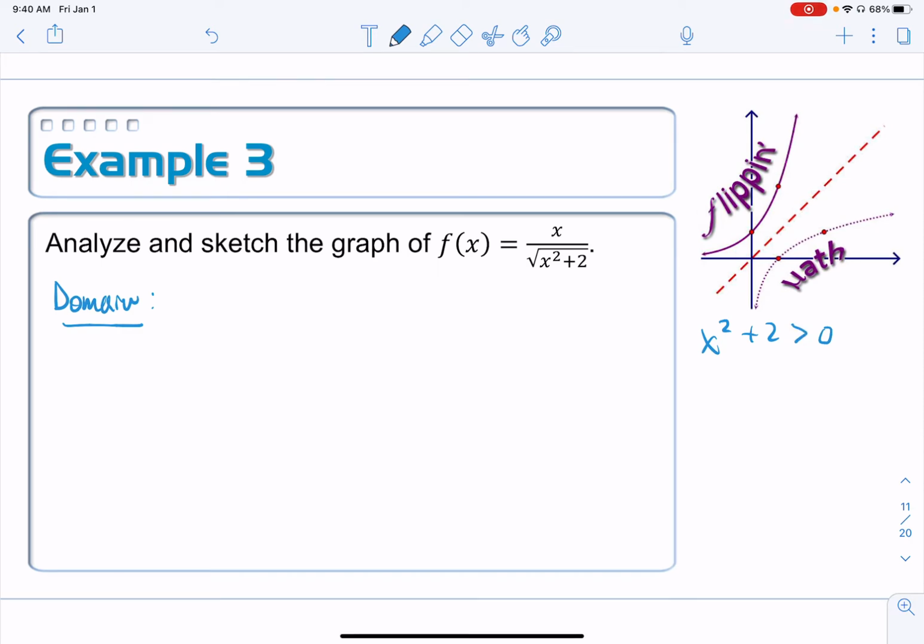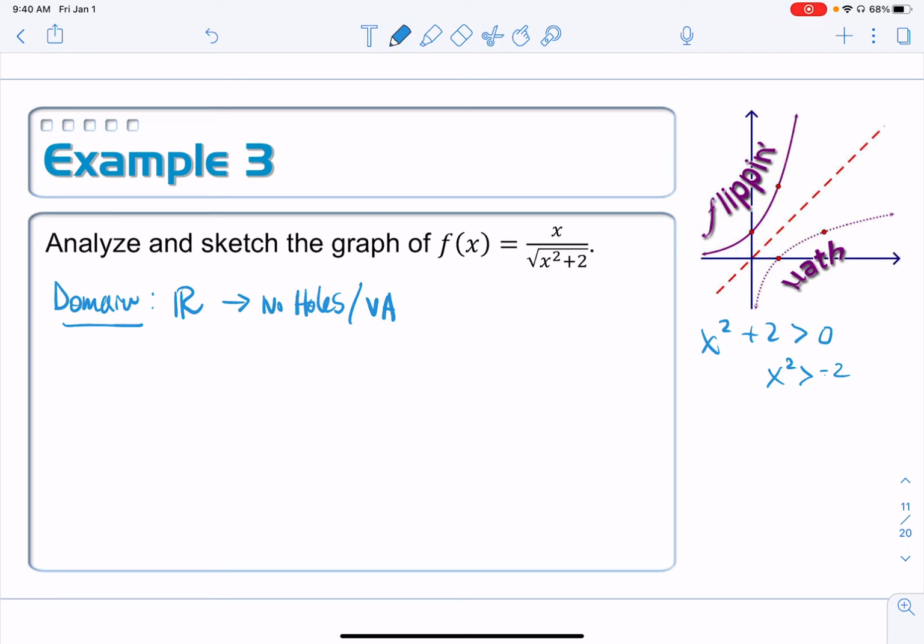And maybe you just look at that and go, oh yeah, that's always going to happen. If I subtract the 2 over, maybe now you can see that that's always going to happen. X squared, when we square a real number, it's always going to be greater than negative 2. What's that mean? That means our domain is all real numbers. This means that there are no holes or vertical asymptotes. Okay, that's handy to know.